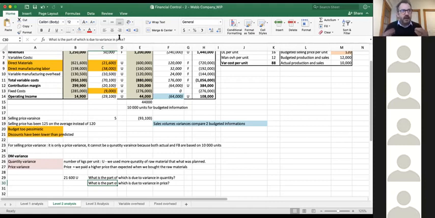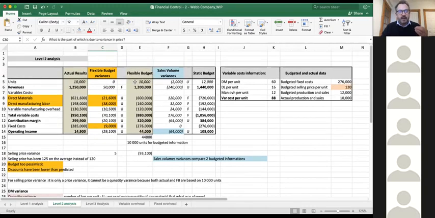So here, globally, level 1 is, okay, we wanted to do 108 and finally we have 14,900, because we already have a difference in the number of units. Then we go to level 2. Now we compare budgeted information and actual information for the same number of units, 10,000. Okay, and we go into the details.